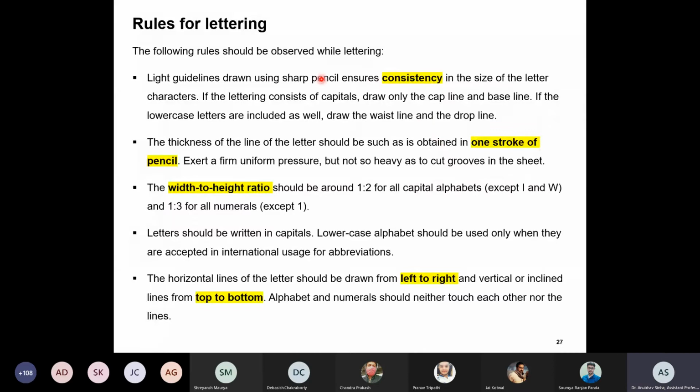Okay, so what are the rules? So basically these are the general overview, but the main idea is that letters should be consistent. It should look like you have made one stroke. It should not be like you have rubbed multiple times, and this ratio should be maintained. That's all. And generally you prefer to write in capitals, but when required you can also write lowercase alphabets. And as I have shown with that arrow mark, you should write from left to right or top to bottom. This is generally the prescribed or suggested rules for writing letters.